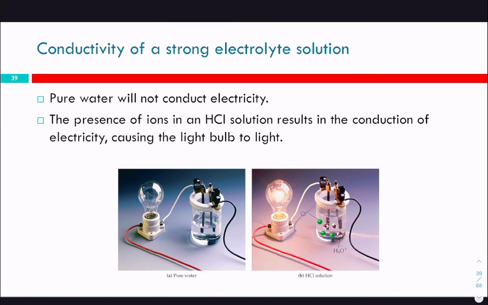So pure water doesn't conduct electricity, but the presence of ions allows that electricity to be conducted. Again, so strong electrolyte, bright light bulb.